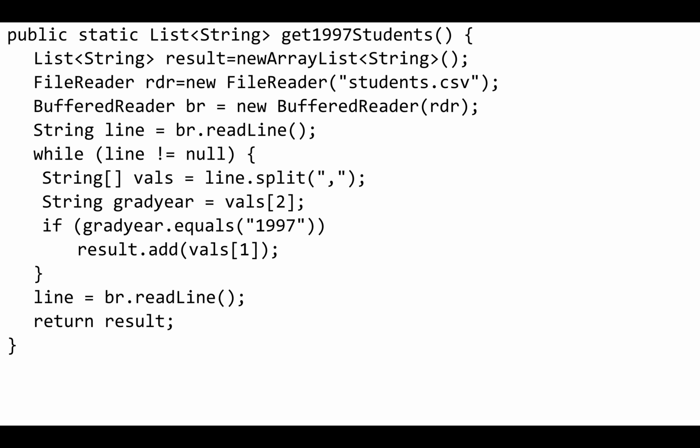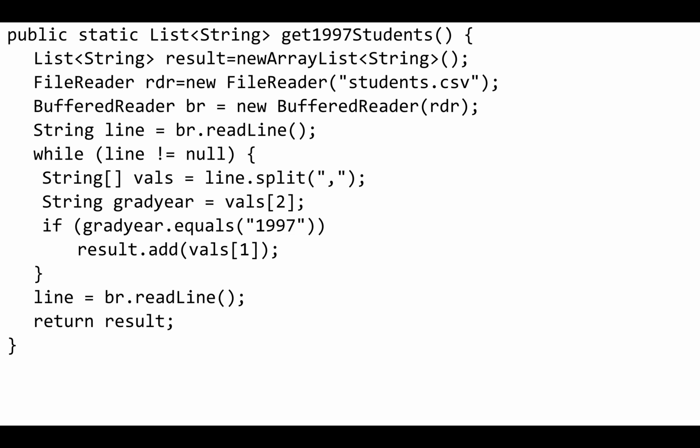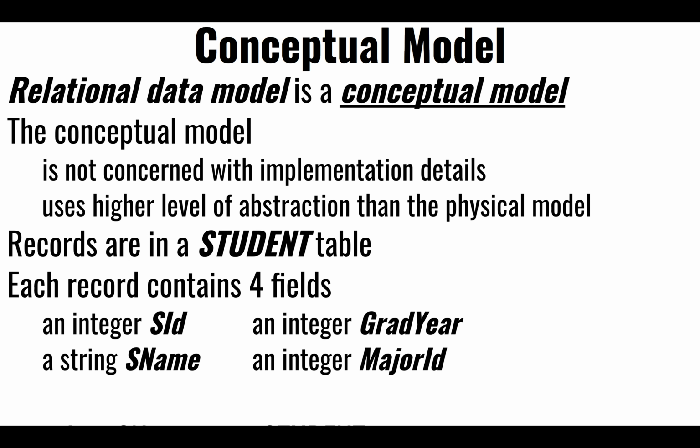Again, once you've written this a couple of times, you say, wait a minute, can I abstract this? And that's exactly what databases did for us. They abstracted this kind of file processing drudgery into things that allow us to do select statements. Retrieve all the students that are going to graduate in 1997. So we'd like to be able to do that. Select star from student where grad year is 1997.